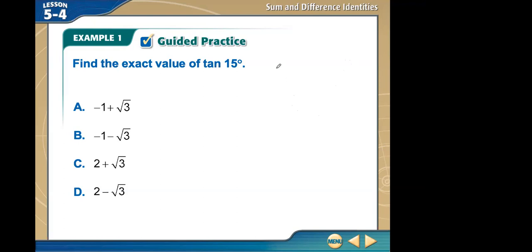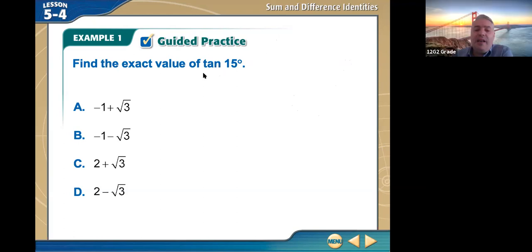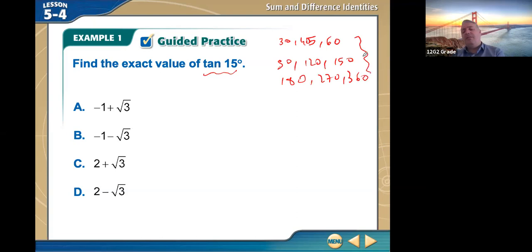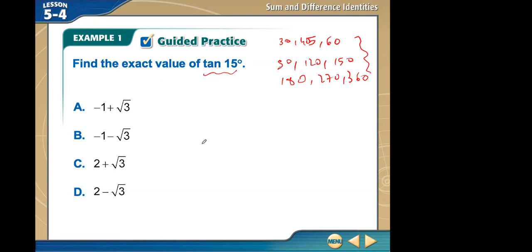Yes, Mister. Can we solve together? Okay. 15, how can we express it by using 30, 45, 60, 90, 120, 150, 180, 270, 360? These are the special angles. We know them. It's not difficult. By using one or two of them, how can you express tangent 15, plus or minus? No problem. I'm going to use minus.